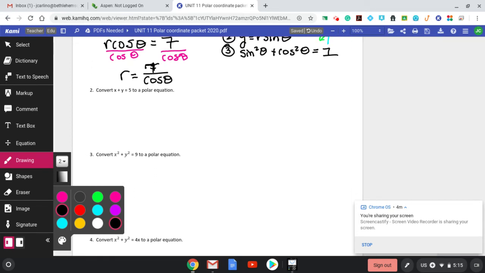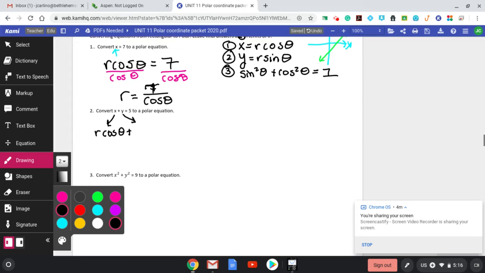Here we go. Moving right along. Convert x plus y equals 5 to polar. I can't have x's and y's anymore. I've got to have r's and thetas. So what can I plug in for x? Here we go: r cosine theta plus, what can I substitute in for y? Look above. R sine theta equals 5. So I got rid of all the x's and y's.